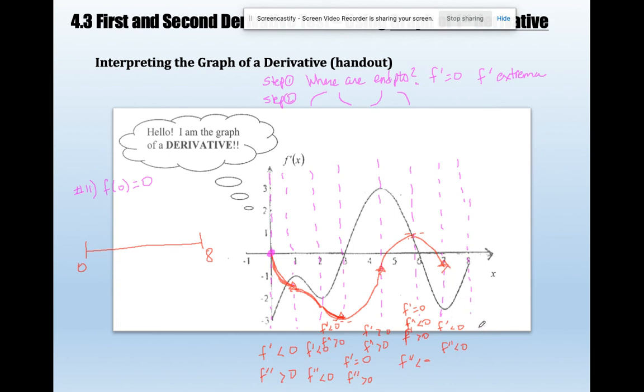Between 7 and 8, the first derivative is negative, but the second derivative is positive because the slopes are positive. F prime is increasing, so you are decreasing but concave up.